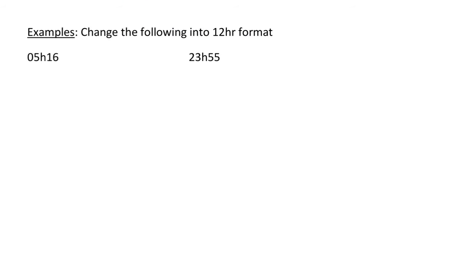Change the following into 12-hour format. What we have is we've 0, 5 hours and 16 minutes. So that's 5 hours and 16 minutes after midnight. So that's going to be 5:16 in the morning. So that's 5:16 a.m. 23 hours and 55 is 23 hours and 55 minutes after midnight. Another way to think about that then would be it would be 5 minutes before midnight. So that's going to be 11:55 p.m.